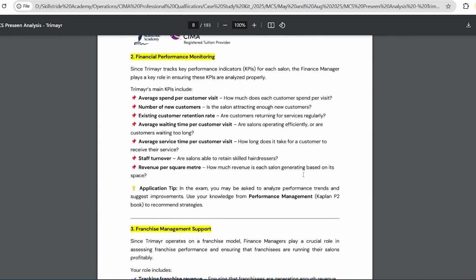Coming to financial performance monitoring. It is very clear in the case study that Tremere uses KPIs, key performance indicators, to track the performance of its franchises. So, as a finance manager, you are supposed to help the company track these KPIs, analyze these KPIs, and build insights from these KPIs.